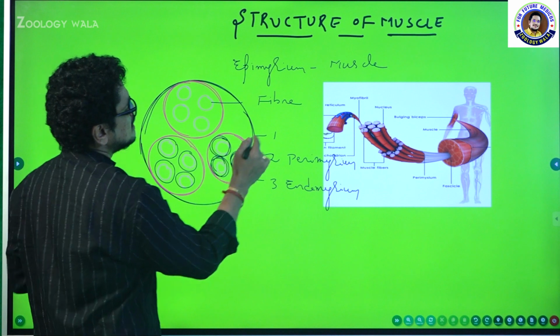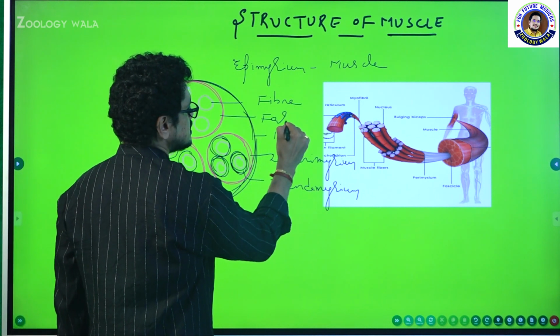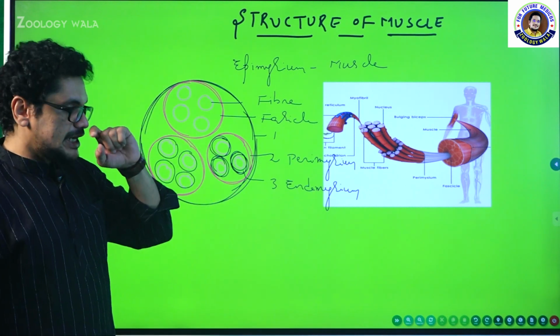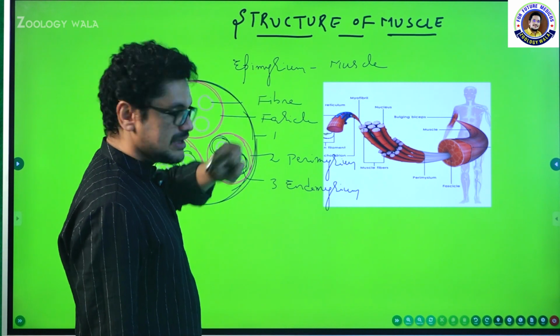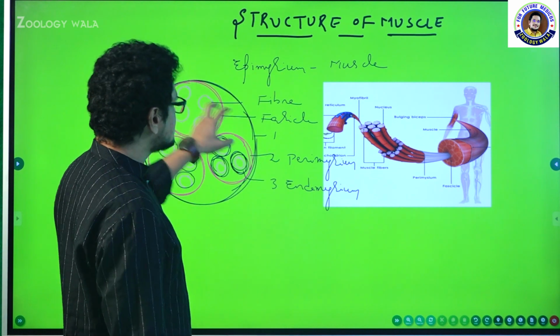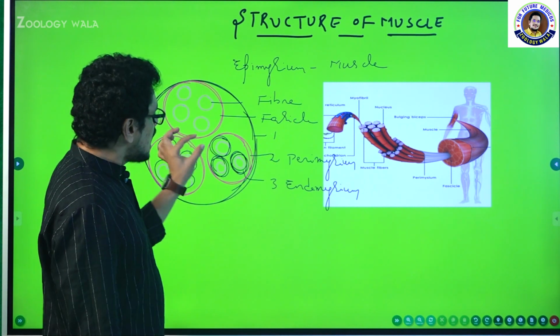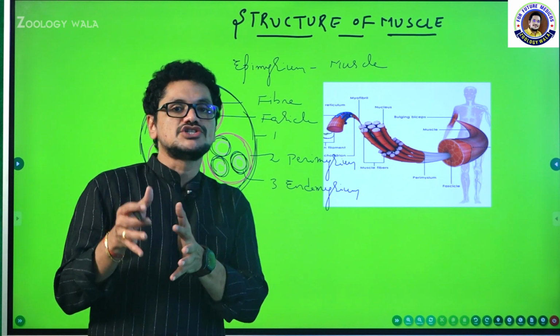Now the bundle of muscle fibers, see, this bundle is called fascicle, F-A-S-C-I-C-L-E, fascicle. Now let us put it in one format. The entire muscle is covered by epimysium. A bundle of muscle fibers is called a fascicle, which is covered by the second layer called perimysium, and individual muscle fibers are covered by endomysium. It may be asked in the matching also.